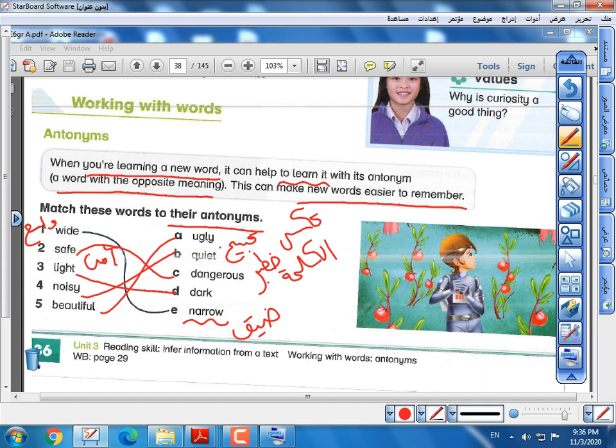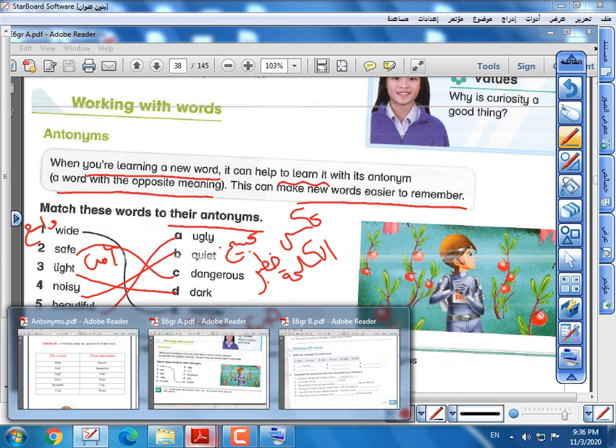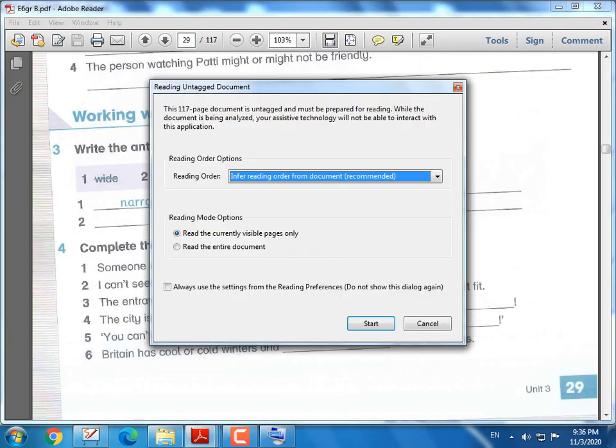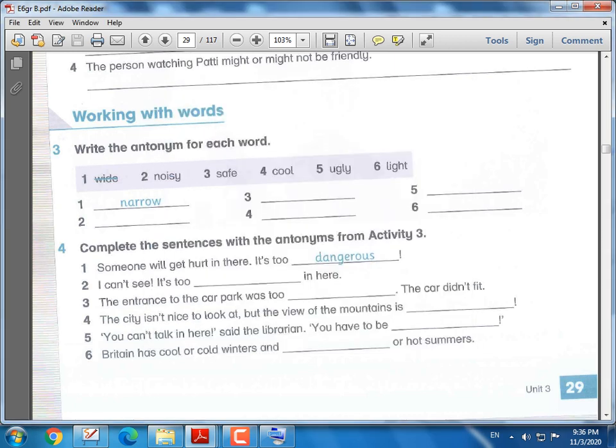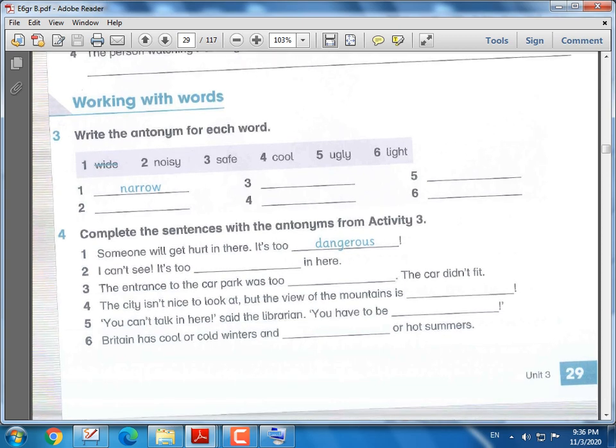Okay, let's now move to your workbook and on page 29 we have question number 3 and 4 about this point. Working with words. Write the antonym for each word. رح نكتب هلا عكس كل كلمة حسب الترتيب. يعني عندي هون أول كلمة اللي هي wide, as you see, حللنا إياها وكتب لنا إنه عكس كلمة wide narrow.